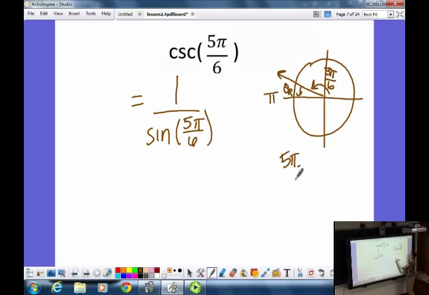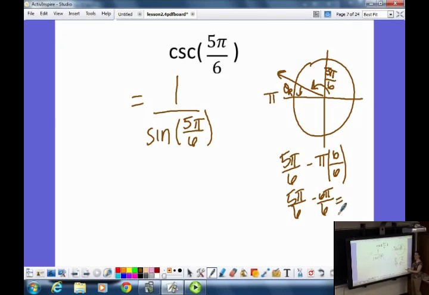How did you find the measure of this reference angle? If this is 5 pi over 6, and we know this right here is pi, how can we find this measure? Subtract them. Subtract what from what? Pi from 5 pi over 6. So if we have 5 pi over 6, and we subtract pi, we have to get a common denominator, so we'll have a convenient name for 1. So 5 pi over 6 minus 6 pi over 6.